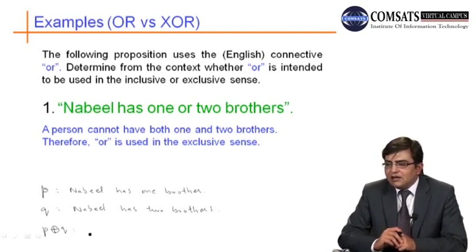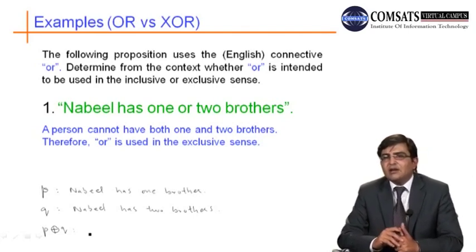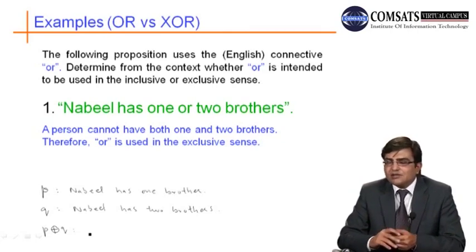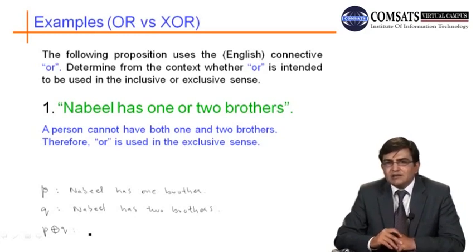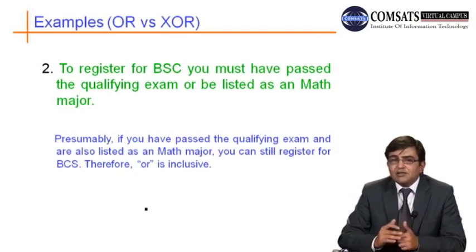So here, as we can see, both propositions P and Q cannot be true at the same time, because either Nabil has one brother or two brothers. He cannot have one brother and two brothers at the same time. So in such situations we will use exclusive or, which will give us the correct truth value of the proposition. How do we distinguish between the exclusive or and the simple disjunction?